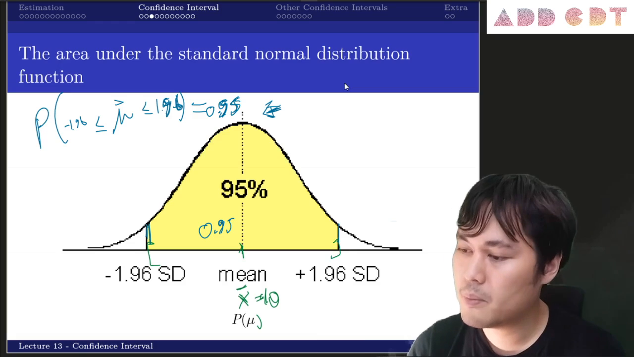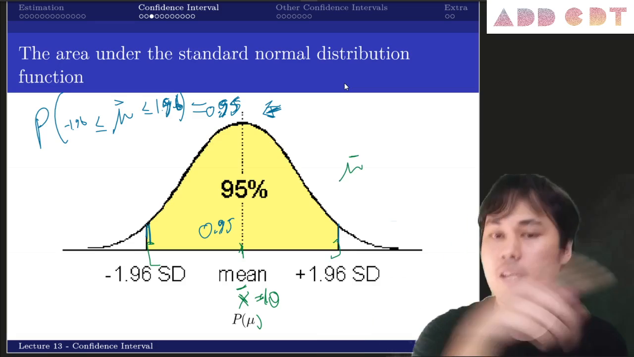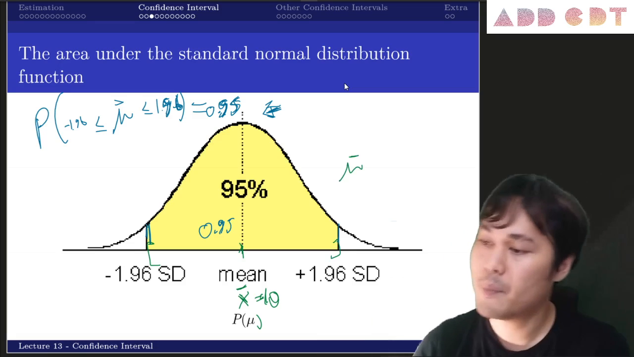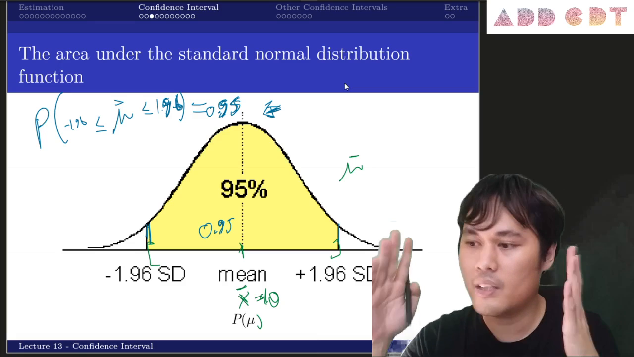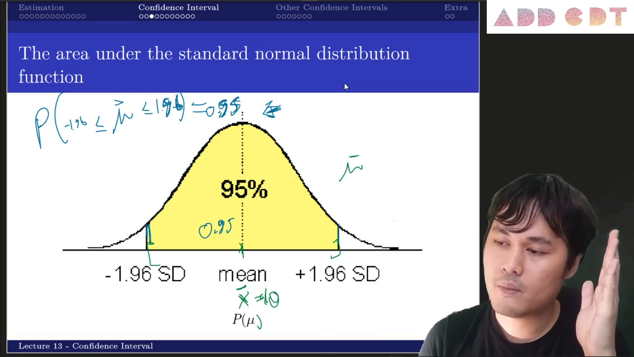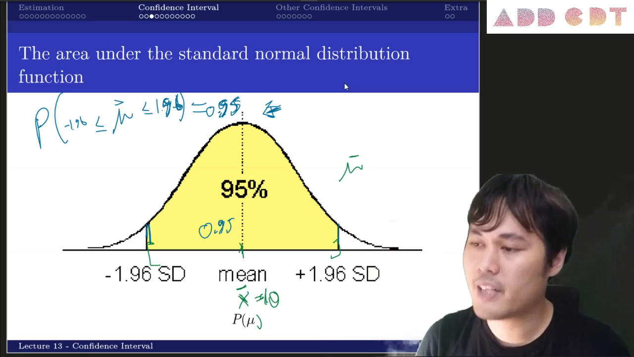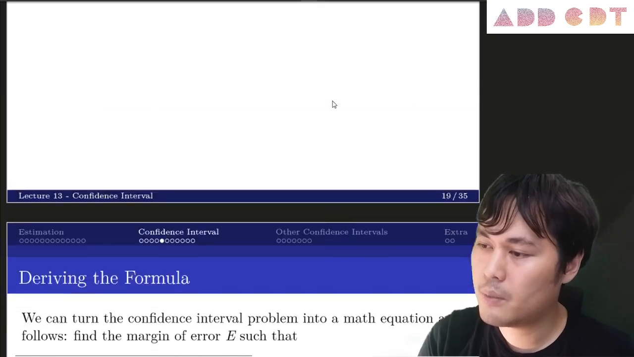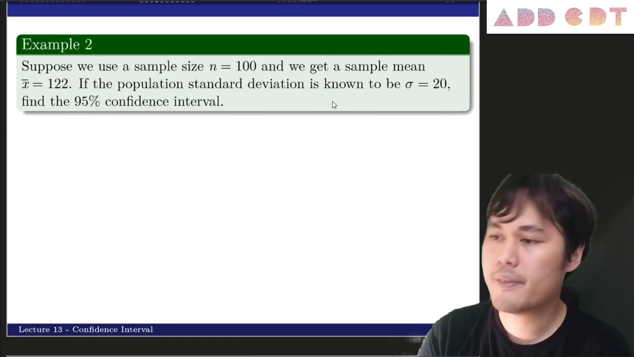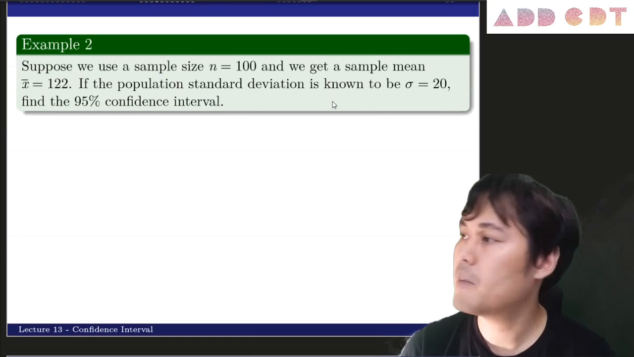So if mu is anywhere in this curve, then we have a 95% chance that mu actually lies in the range that we pick between the left and the right side. I think we're going to have that in a moment. But okay, let's just compute something.